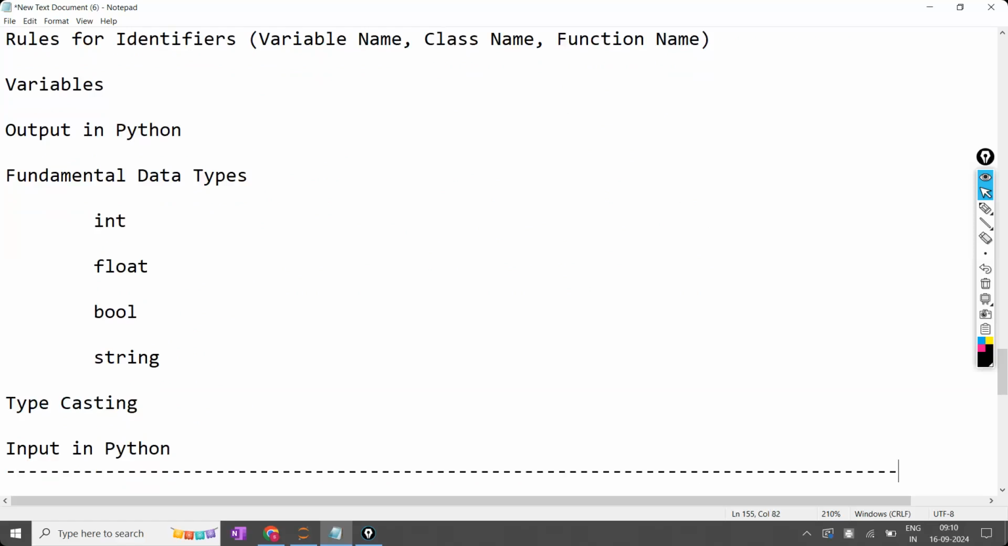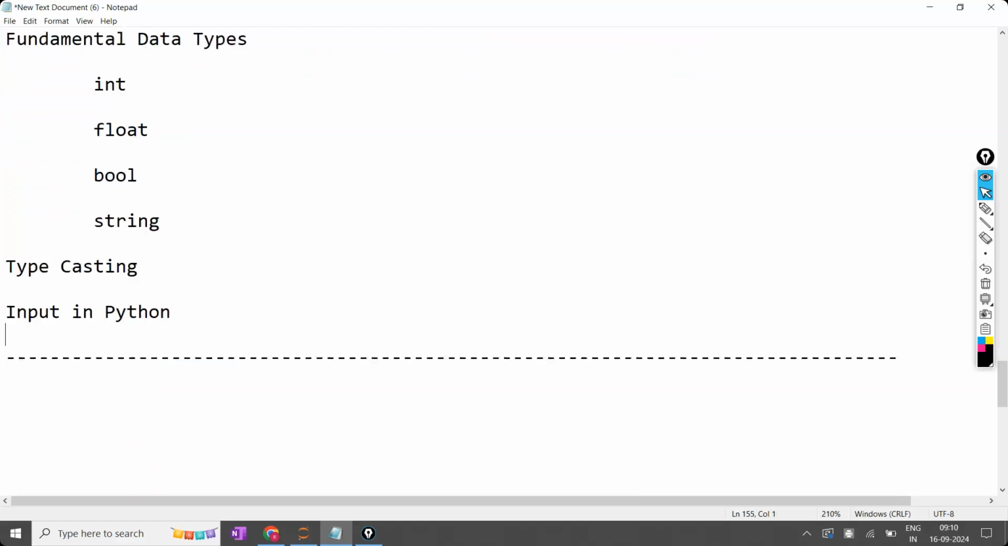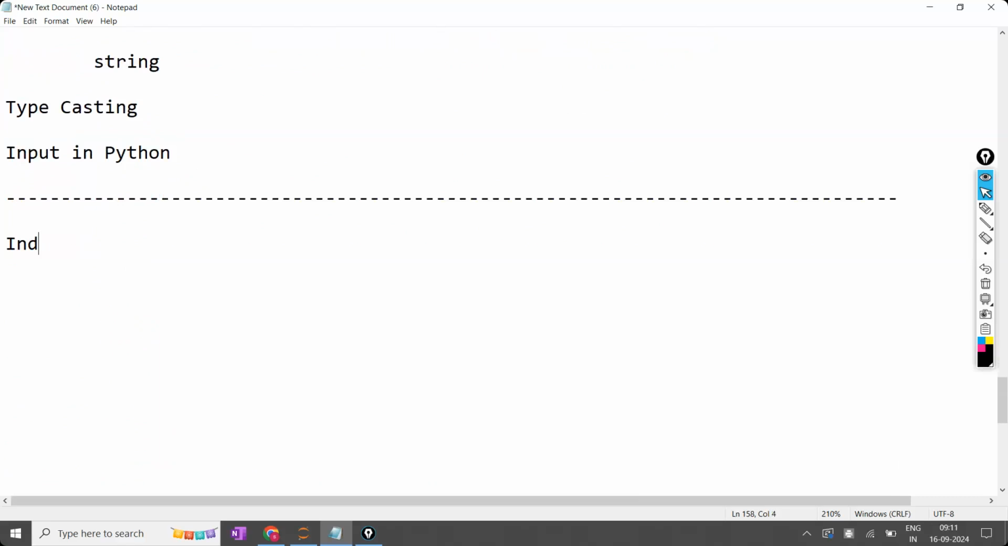Now, in today's class, what are we going to do? We are going to work on the next concept called indexing and slicing. Two things we are going to cover: indexing and slicing. First, let us start with indexing.